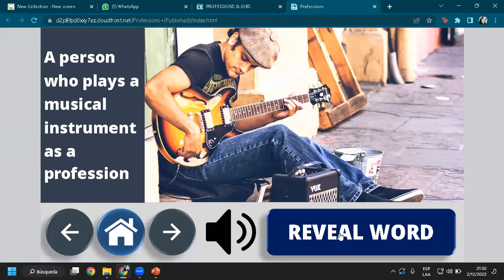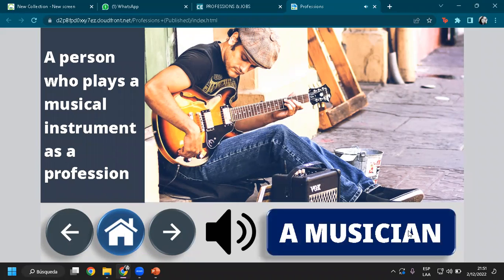Imagine la persona que toca instruments. ¿Cómo le decimos a esa persona? Músico. How can I say músico in English? Music. Kind of. Musical. We say musician. Write it down. Musician. Very good.